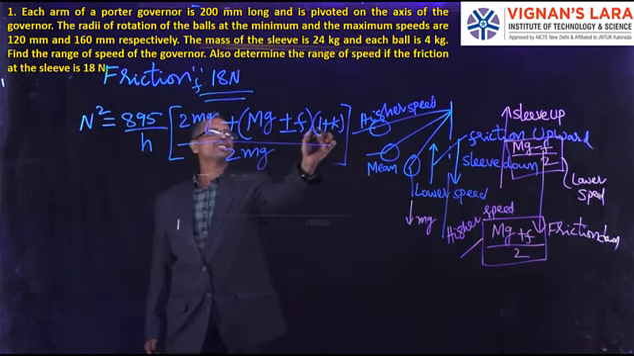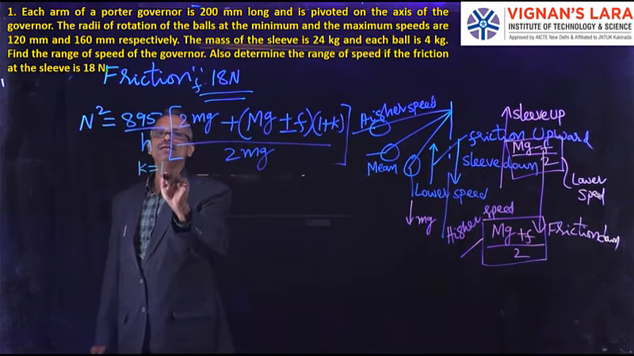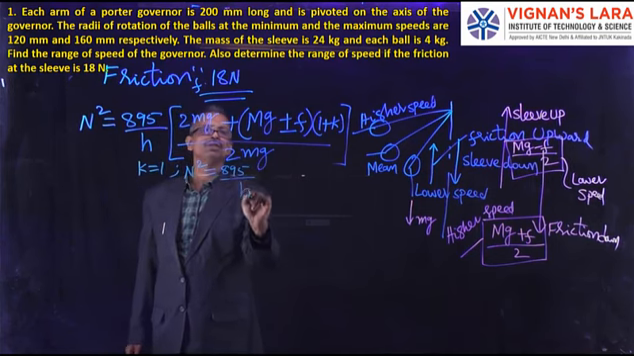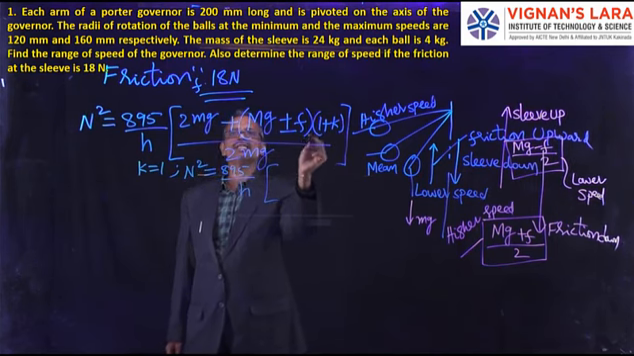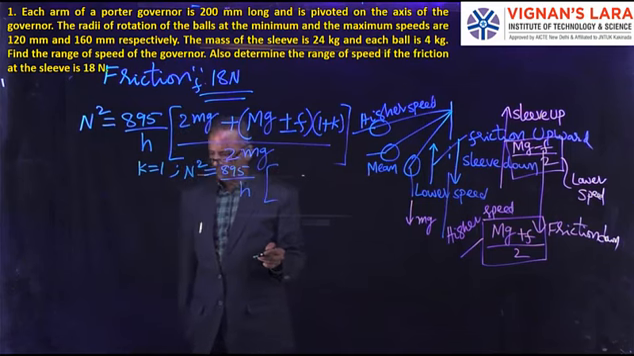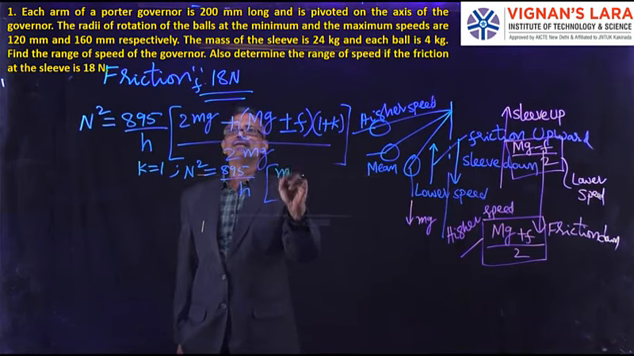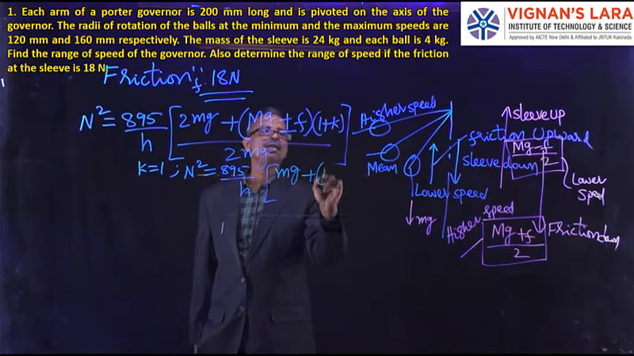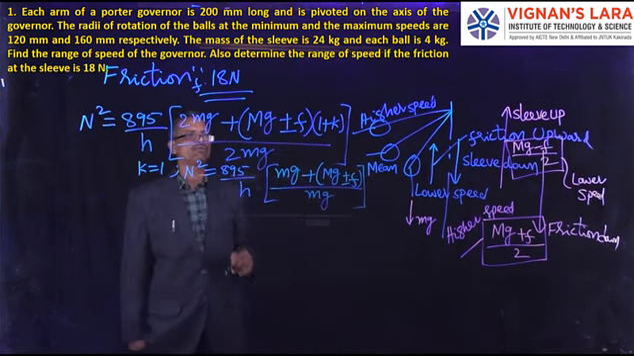Of course, in our case k is 1, so N square is equal to 895 by h, and this is 1 plus 1, 2, so 2 times (mg plus or minus f by 2). The 2 cancels, and it will simply be mg plus or minus f by mg, if k is equal to 1.